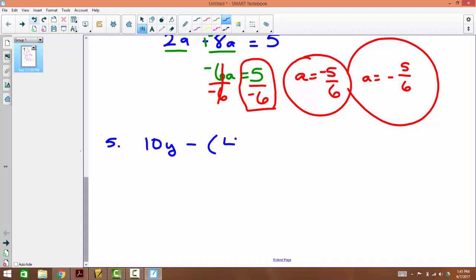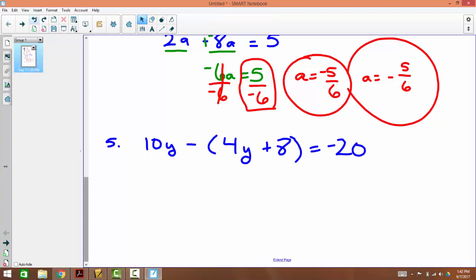10y minus, in parentheses, 4y plus 8 equals negative 20. All right, now this negative out front of the parentheses is the same thing as a negative 1. And again, I would slash and dash because minuses always cause issues. You don't have to do that, but it's just a good tactic. There's no need to move this 10y because over here there is no y's.